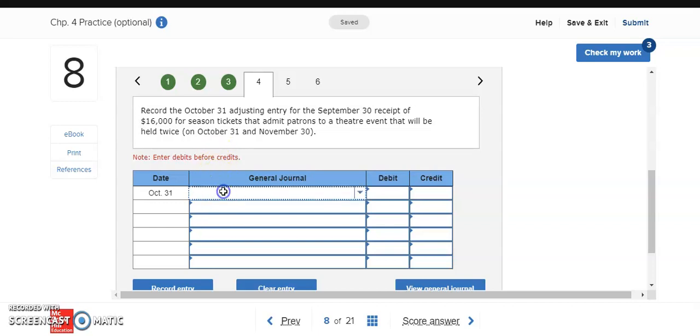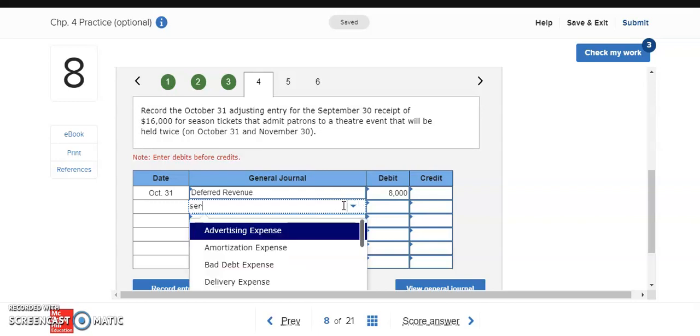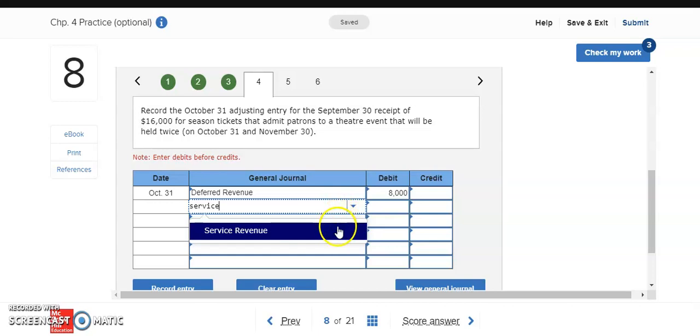So let's reduce the liability, deferred revenue, by debiting for 8,000. And what will we credit? Well, we have earned the revenue because we've delivered the show. So we can credit service revenue.